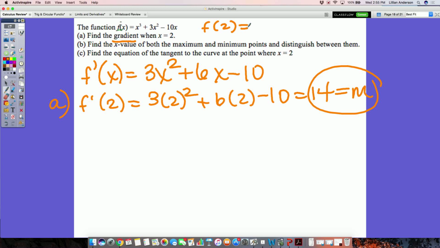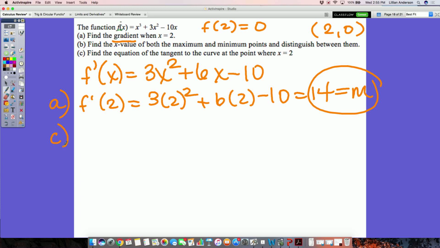When I plug 2 into x cubed plus 3x squared minus 10x, what do you get? I got 0. So that's the y coordinate. So that's the point you're going to use, (2, 0). That's the point. 14 is your slope.